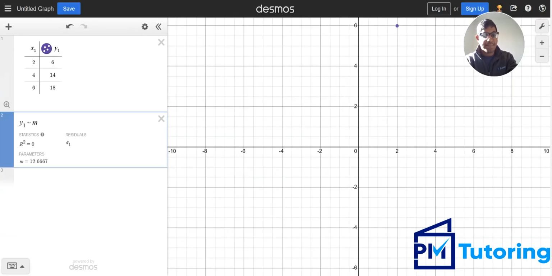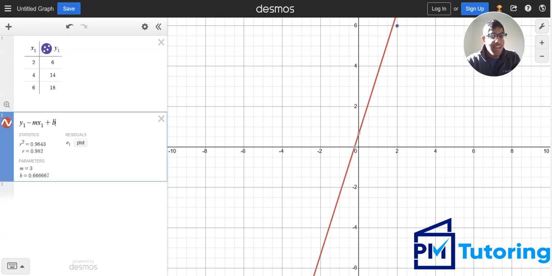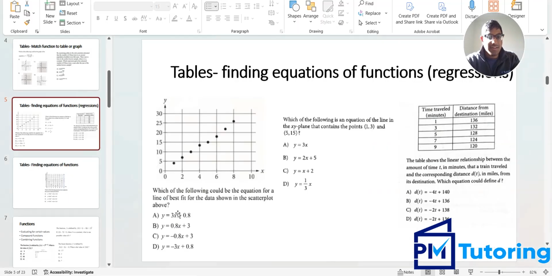And then again, these are all in the linear equation mx plus b, right? So that's m, and then we want x, and again, remember, it's x subscript 1 plus b. And you can see how it gives us the parameters m equals 3 and b equals 0.666. So m, our slope, should be about 3. Our y-intercept, b, should be about 0.666. And we see that the closest fit over here is A. In fact, the slope is exactly 3, and then the y-intercept 0.666 is closest to 0.8.